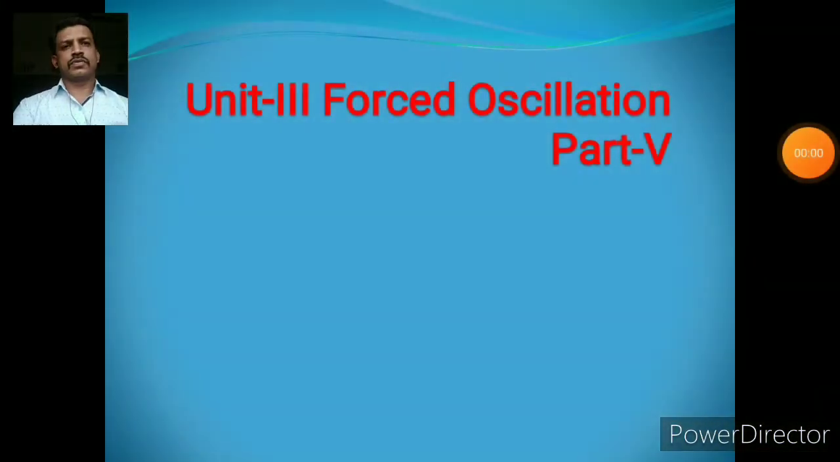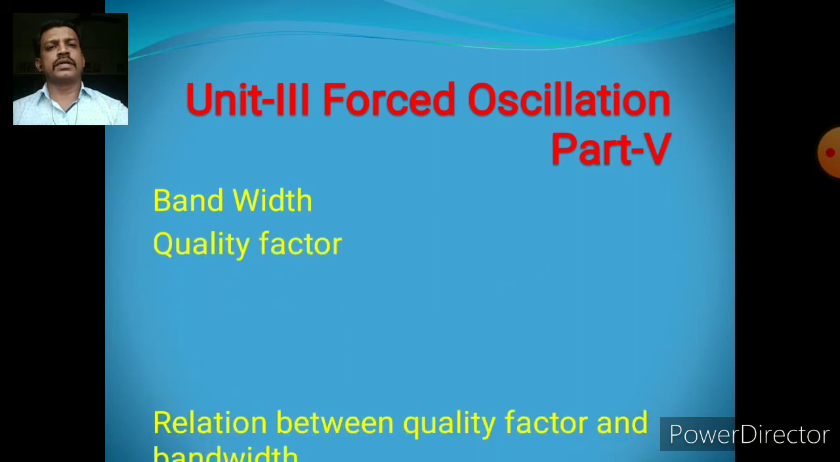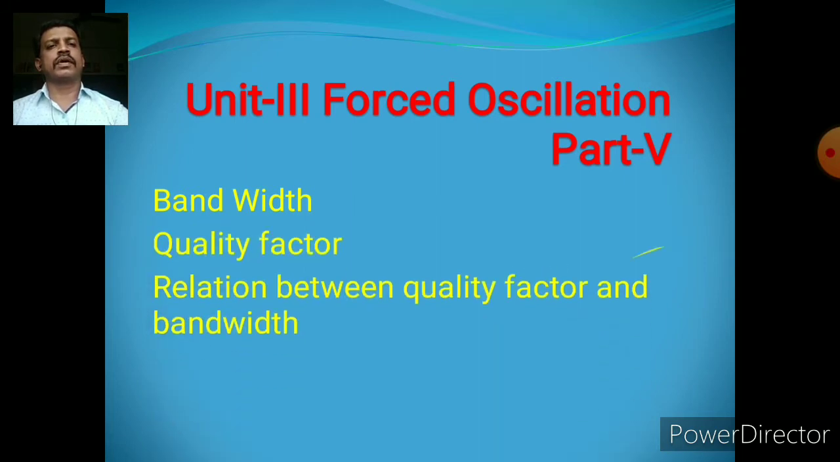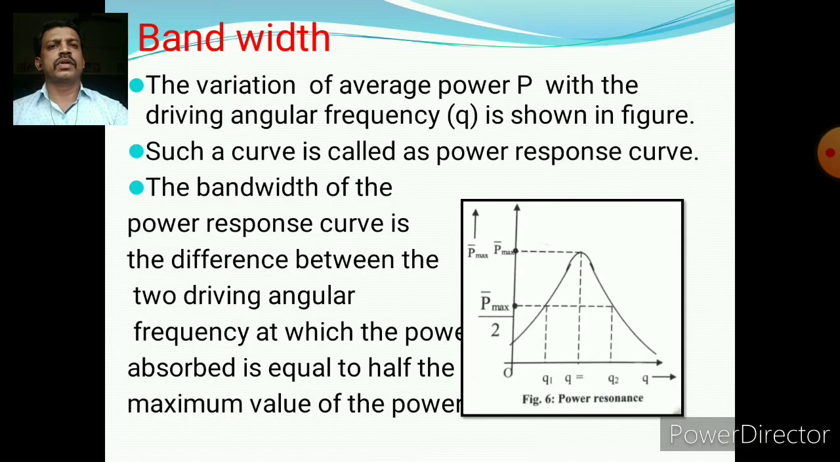Hello friends, today we see Unit 3 Part 5, Forced Oscillation. The name of the chapter or unit is Forced Oscillation. In this part we see the bandwidth, quality factor, the relation between quality factor and bandwidth, and the relation between quality factor and amplitude. So first we start with bandwidth.